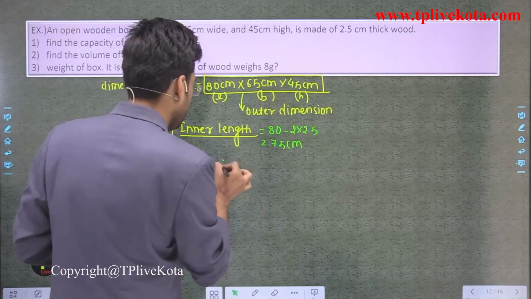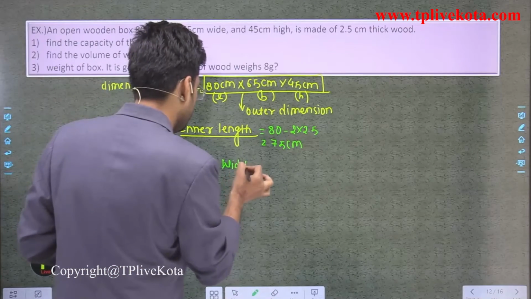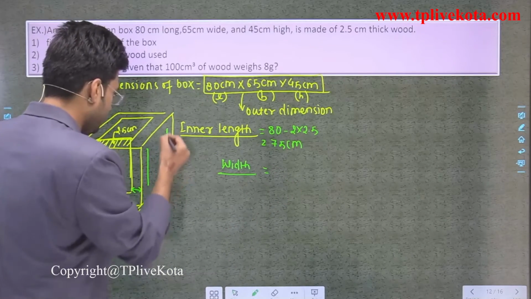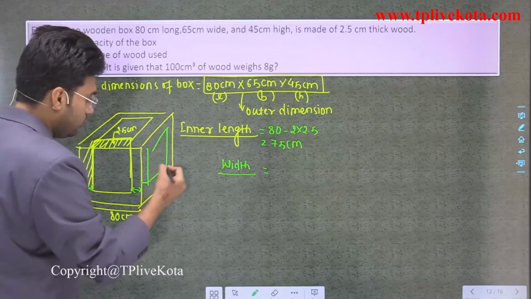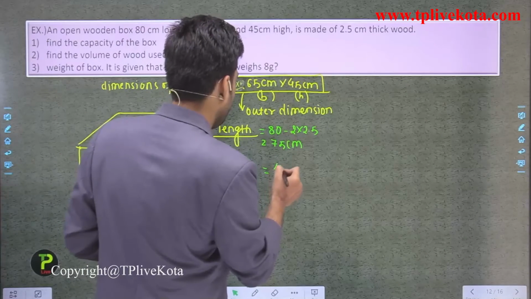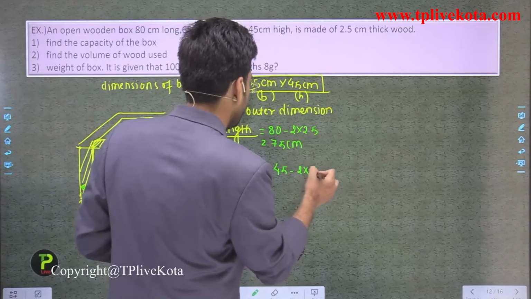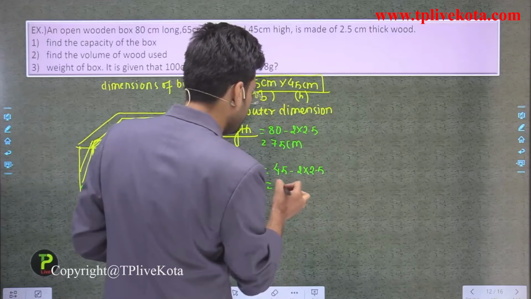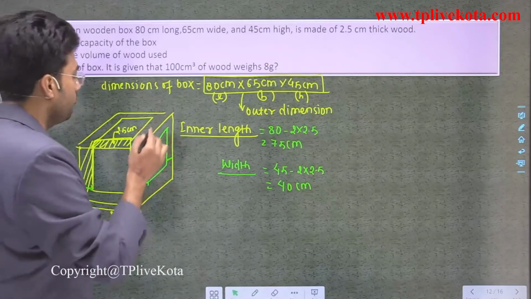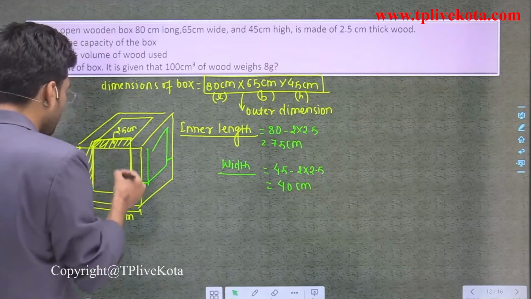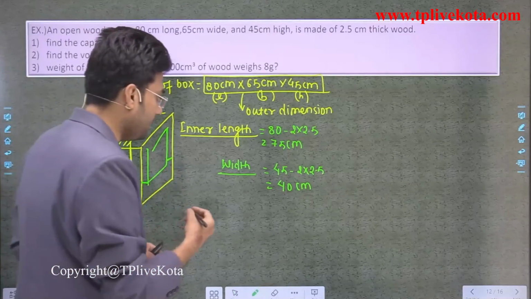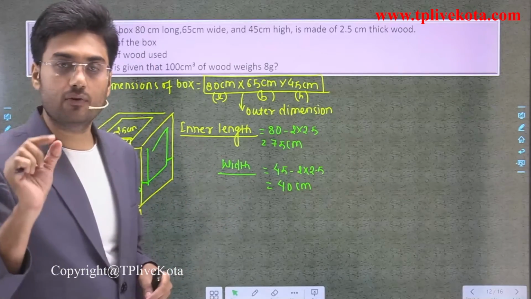Now let's find the inner width. For the width similarly, we have to remove 2.5 and 2.5 from both sides. So it is also equal to 45 minus 2 multiplied by 2.5, that is equal to 40 centimeter. Clear? Now for the height, it is an open box, so we have thickness only on the bottom side, so we have to remove only 2.5 from the height.